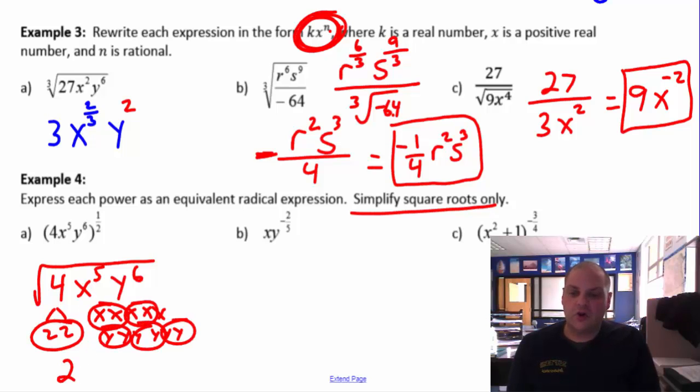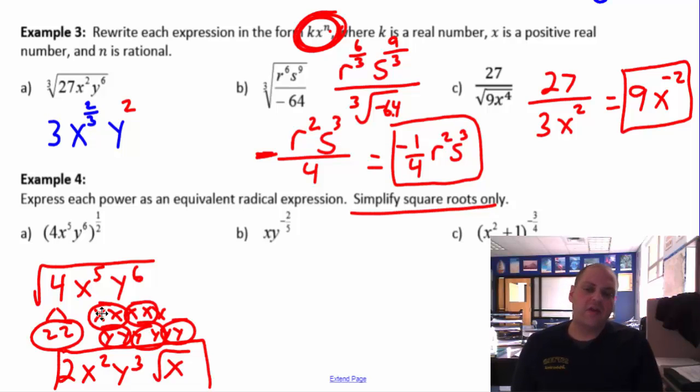So this is 2x squared y to the third and then radical x. 2x squared y to the third radical x. This is just review. The new part is going from here to here, from the 1/2 to the radical, and then simplifying it, we should already know. That should be the review. That's why I went fast.